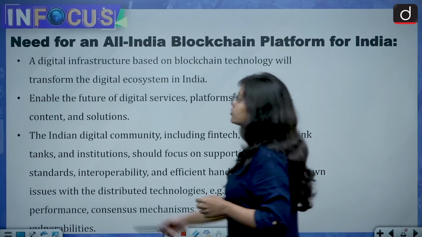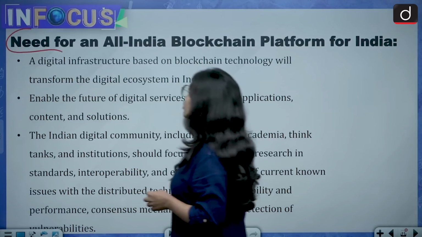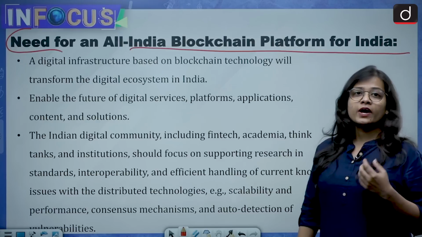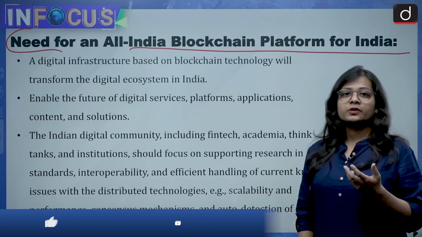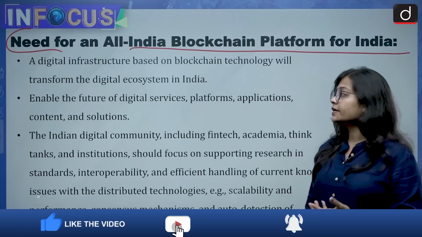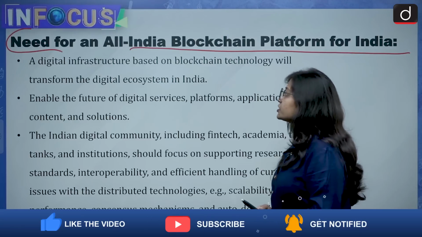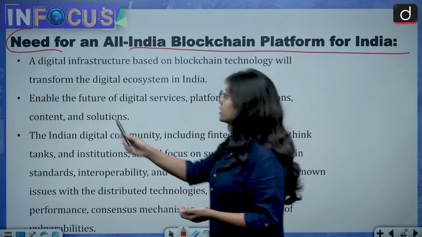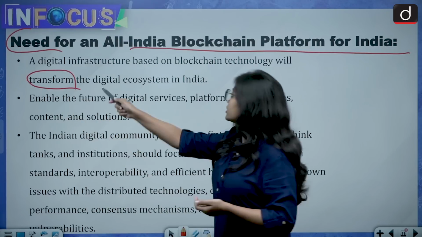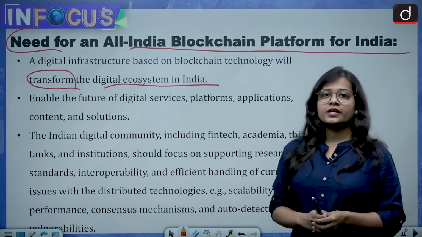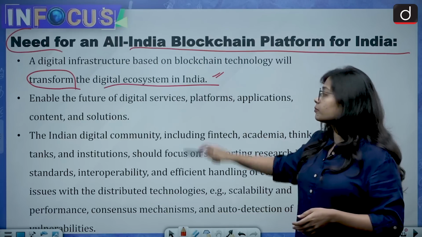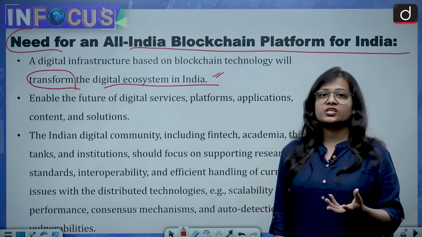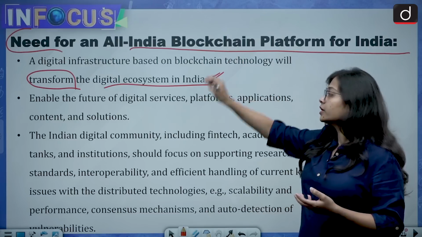Then comes the question: what is the need for an all India blockchain platform? Why can a blockchain platform be important for India? A digital infrastructure based on blockchain technology will transform the digital ecosystems in India. See, transform is a big word. It can transform, it can improve, the change can be made using blockchain technology.